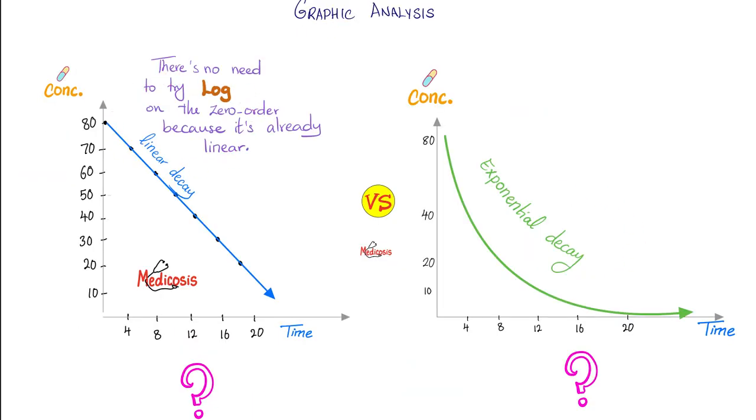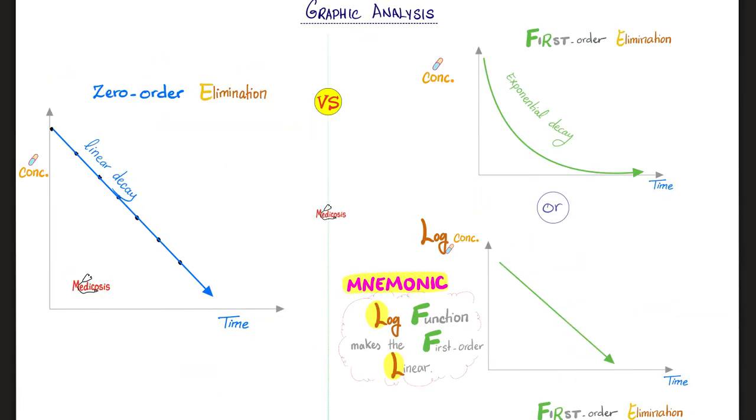Do I need to add a log to the zero order kinetics? No, there is no need to try log here because it's already linear. We only modify the exponential. And this is a crazy exam trick because you only have 3 graphs that can show up on the exam. 1 is exponential, 2 are linear, but there is a big difference. In this linear, look at the y-axis, only concentration. But in this linear, look at the y-axis, log concentration. So when you look at the graph and it's exponential decay like this, you don't even have to think. It's always going to be first order elimination.